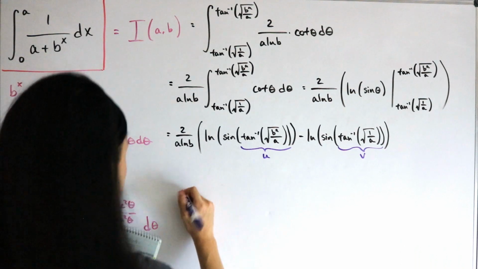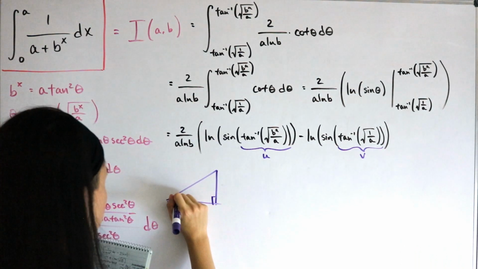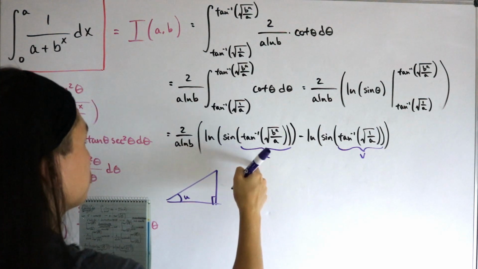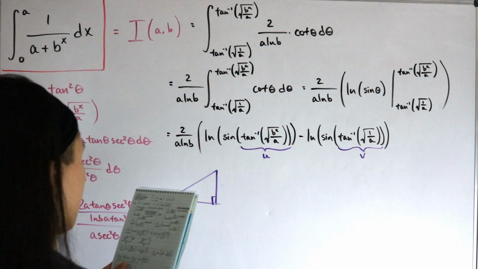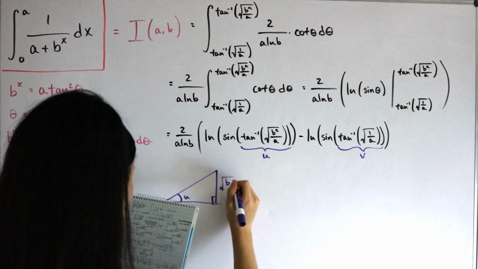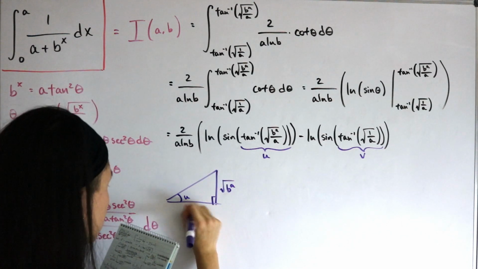So if I take this perspective and draw this right triangle, we're looking at it from angle u. That means angle u, and if you take the inverse tangent of that, then for this opposite side, it's going to be the square root of b to the power a. And the adjacent side over here is simply going to be the square root of a.